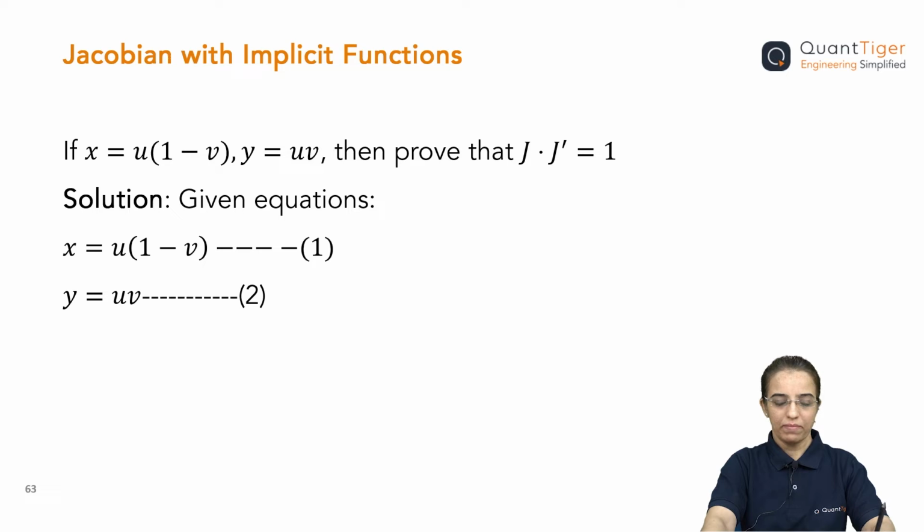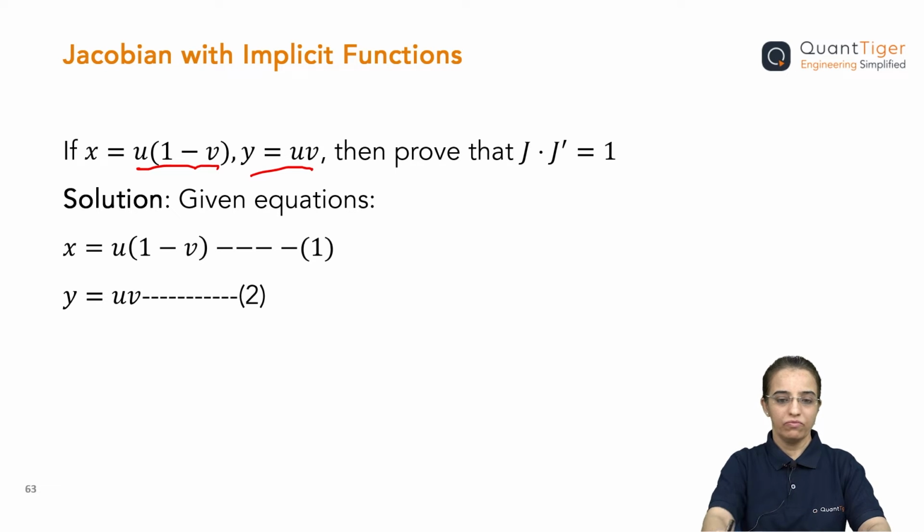So let's see with an example. Here x is given in the form of u and v. x is a function of u and v, and y is also a function of u and v. So you clearly see that it's not like x is completely a function of u, or y is completely a function of v. It's not separated like that. If you see it clearly, x is a function of u and v, and y is also a function of u and v. If there is this kind of function, then we can say that they are implicit functions. So the variables are not independent.